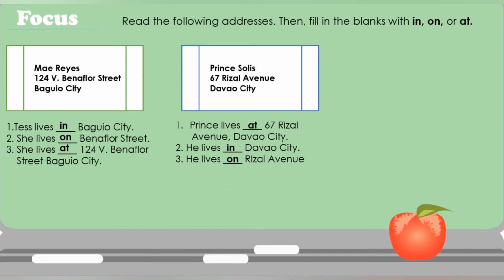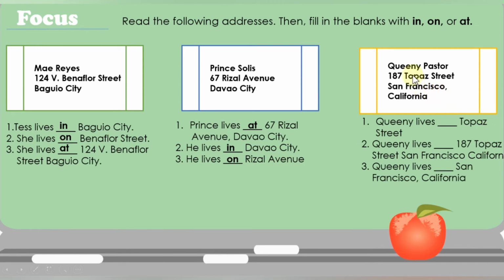So the answer, Prince lives at, because 67 Rizal Avenue, Davao City is a complete address. Number 2, he lives in Davao City. Davao City is the name of a city. Number 3, he lives on Rizal Avenue. Remember, use on before the name of a street, an avenue, or a road.